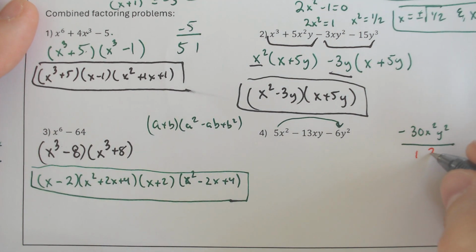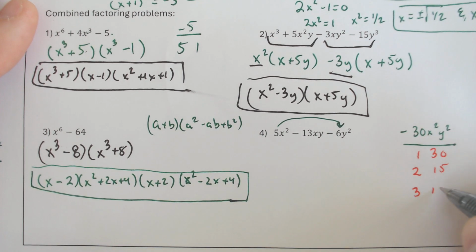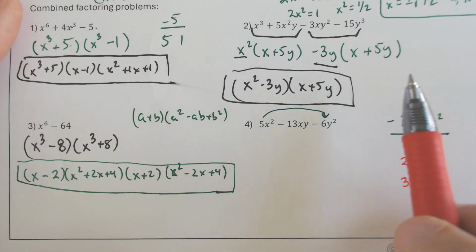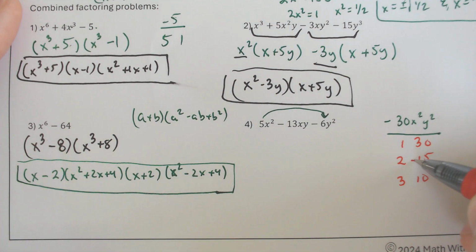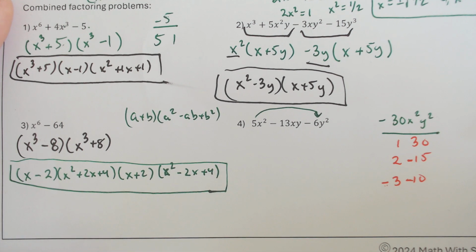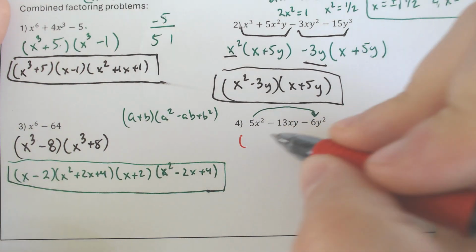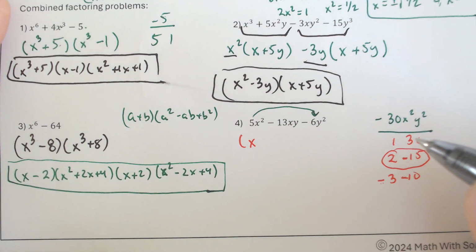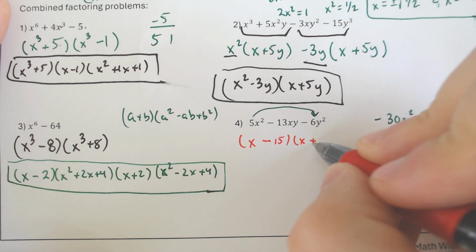Well, it's not 1 and 30. It is 2 and 15, however. Or is it 3 and 10? We got to be careful. Okay, so in order to multiply to negative 30, one of these numbers has to be negative. And if we make it negative 13, the negative 3 and the negative 10 would have to be negative. It's going to be the 2 and the 15 in this case. So this is going to be x minus 15 and x plus 2.